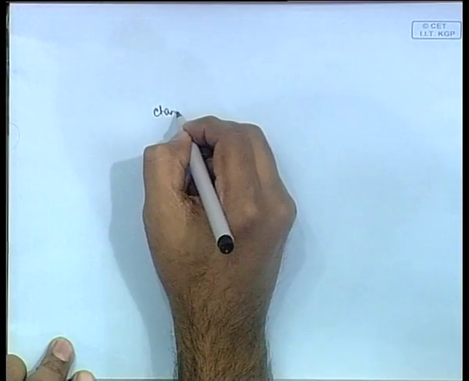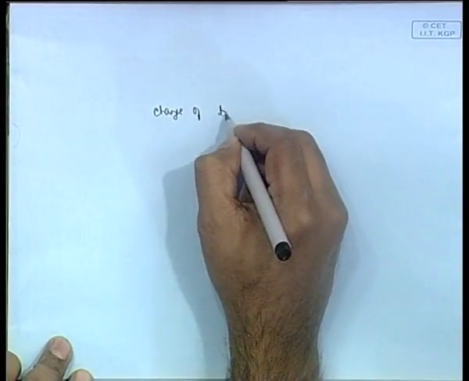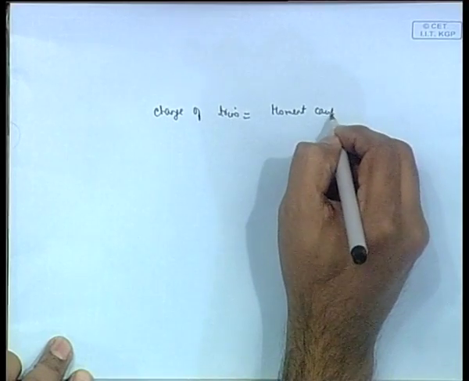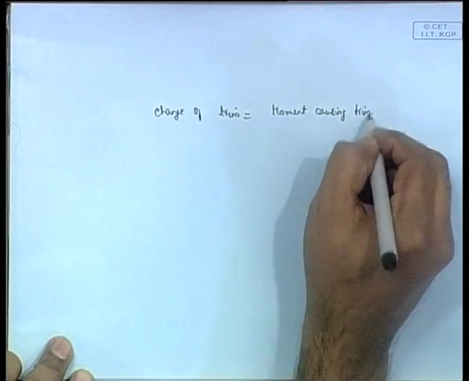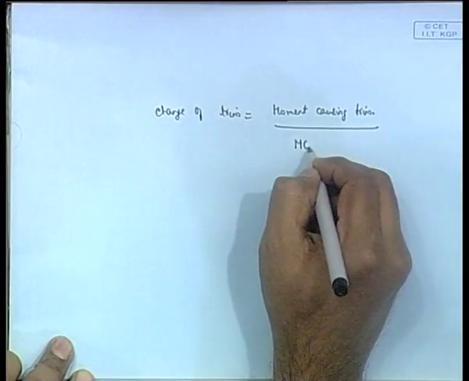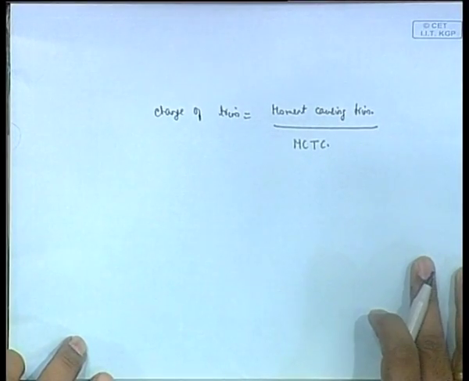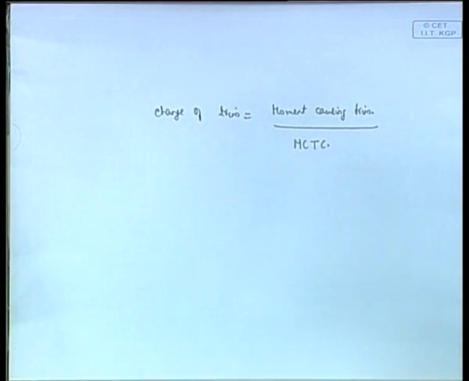We always defined change of trim is equal to the moment causing trim divided by MCTC. That formula you just memorize. It is very straightforward. So, change of trim is equal to moment causing trim divided by MCTC. The new force that comes here is actually this P. So, this P will give the new moment.